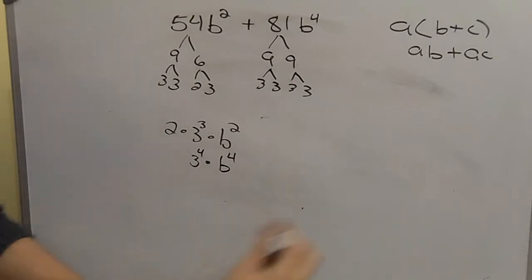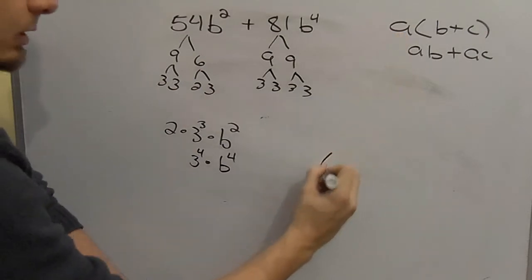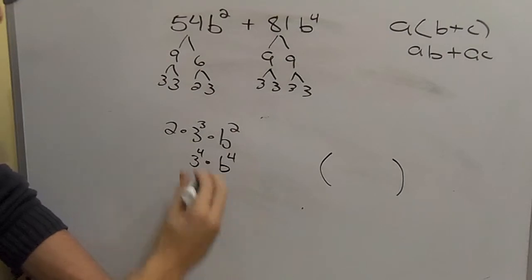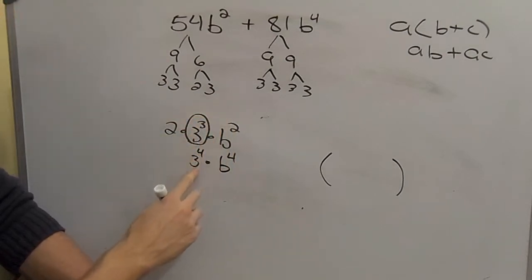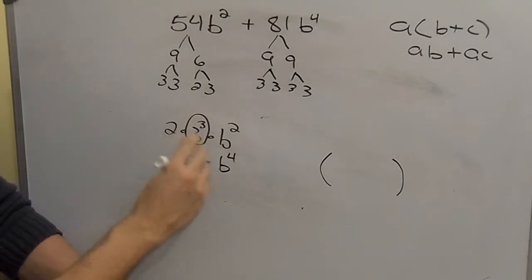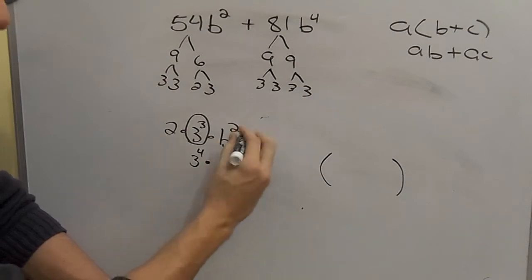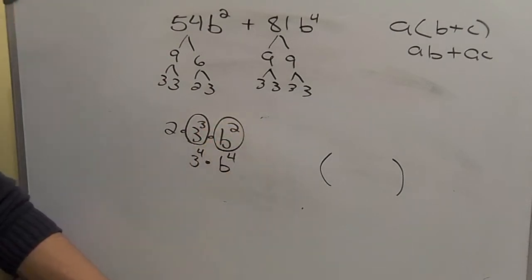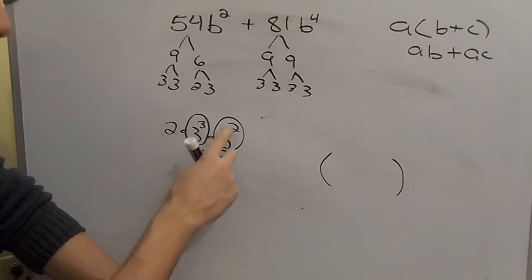Okay, so at this point, I'm looking to figure out what the greatest common factor is. I want to know what is that A, what goes on the outside of these parentheses. So I'm going to take a look at their prime factorizations, figure out what they have in common. It looks like this one has 3 threes, this one has 4 threes, so they share 3 threes being multiplied together, so I'm going to circle that. They also share some B's. This one has 2 B's, this has 4, so they share 2 B's. So the greatest common factor of these two numbers would be 3 to the third power times b squared.